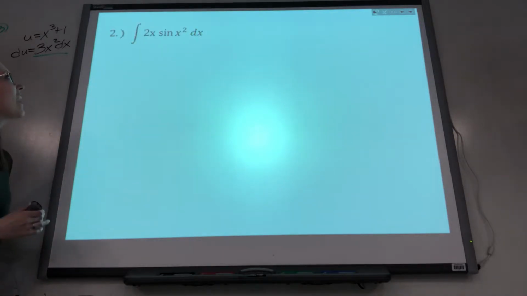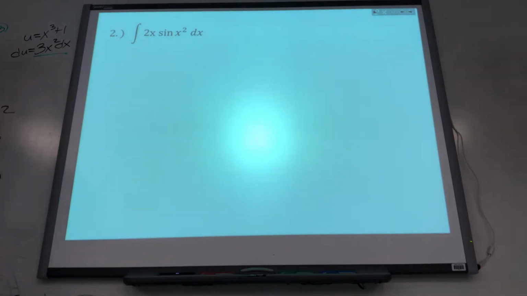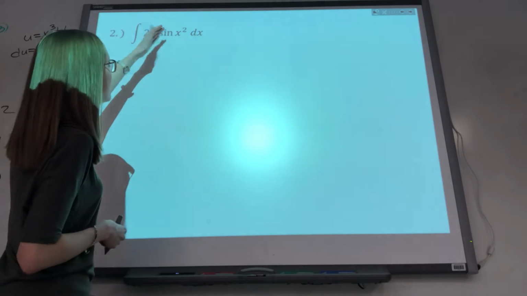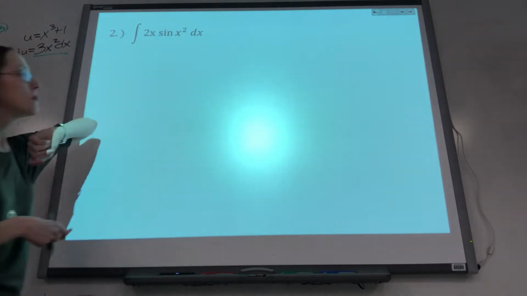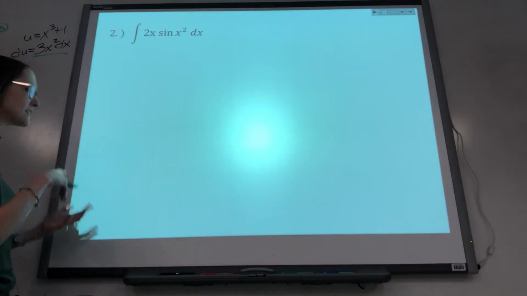Okay. Now I'm going to try a few more that have maybe a little bit more going on. This is example 2. And it says the integral of 2x times sine of x squared dx. U substitution is good when you have a trig function of something other than x. It's not just x, it's x squared.